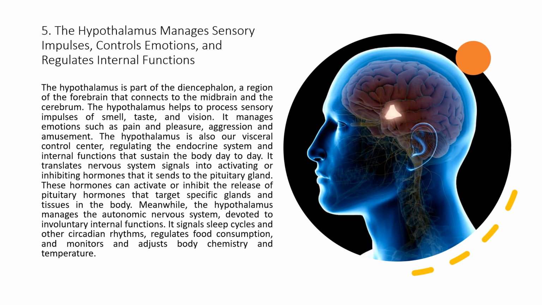Meanwhile, the hypothalamus manages the autonomic nervous system devoted to involuntary internal functions. It signals sleep cycles and other circadian rhythms, regulates food consumption, and monitors and adjusts body chemistry and temperature.